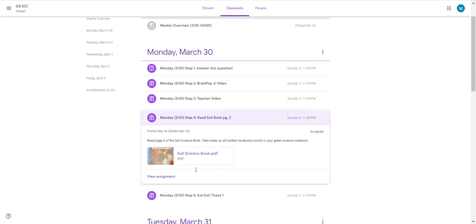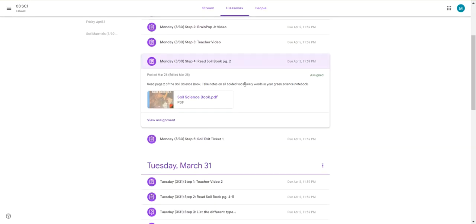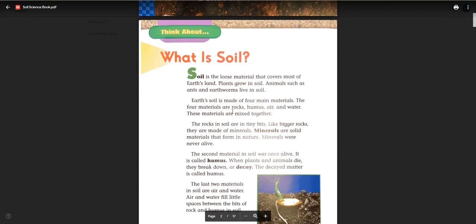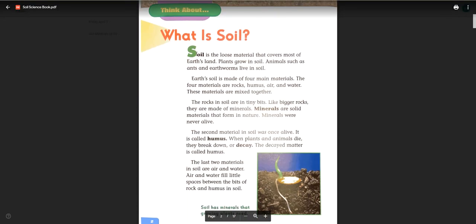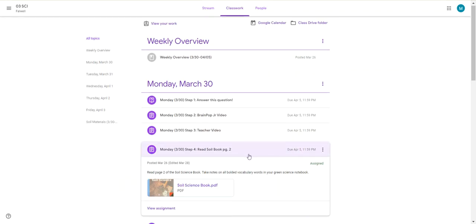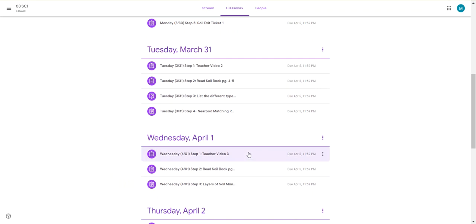And it says, while you're reading it, take notes on all bolded vocabulary words. So those are all of the words that you see, like the word soil, the word minerals, humus, decay, and you're going to write what those words mean and what you learn about them.